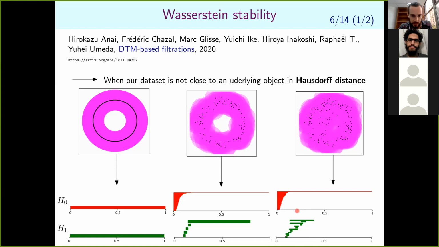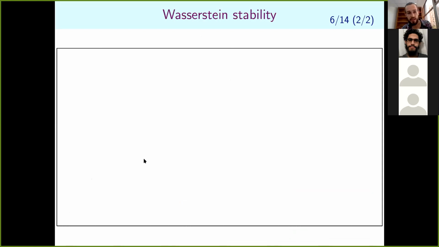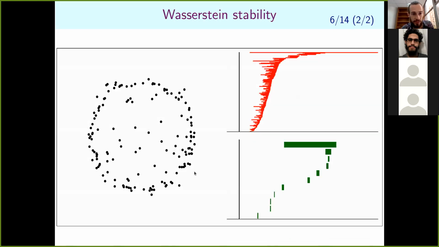Though this data set here may have some anomalous points, there are a lot of points close to the circle. And actually, this data set is close to the circle in Wasserstein distance, which is a distance for measures. And there are ways to still do persistent homology with such data sets. And at the end, it looks like that.